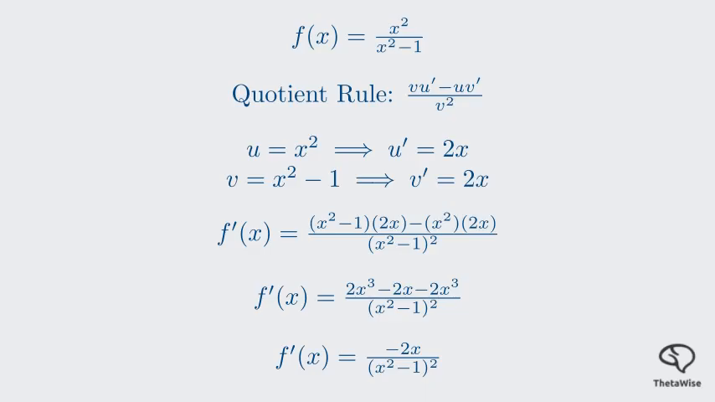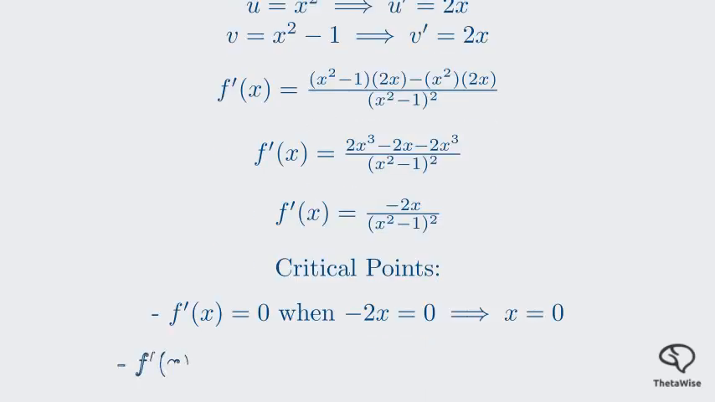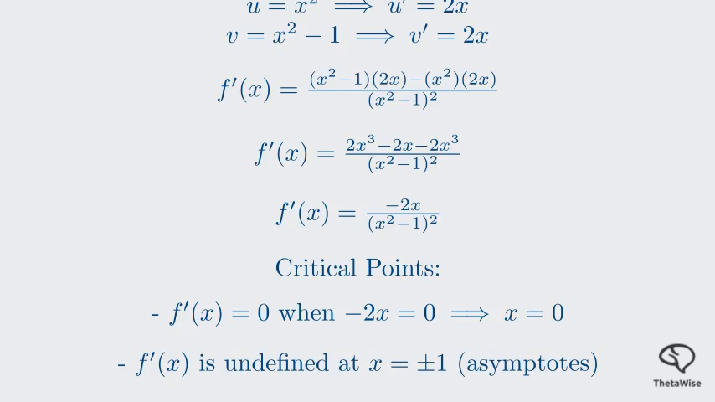Now, let's find the critical points by setting the derivative equal to 0 or finding where it's undefined. The derivative is undefined at x equals plus or minus 1, but these are asymptotes, not critical points. The derivative is 0 when the numerator is 0, which is when negative 2x equals 0, or x equals 0. So our only critical point is x equals 0.